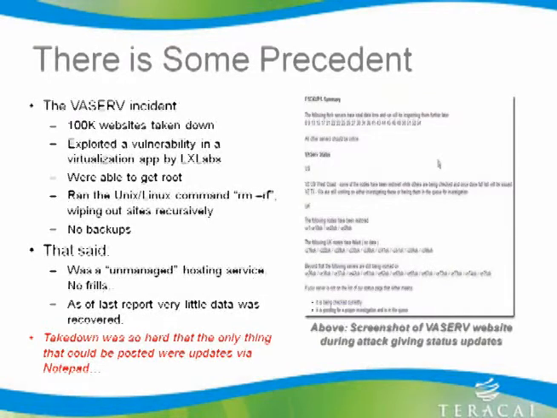On the right-hand side of the page, you'll see a screenshot of what the actual VAServer website looked like after the attack. The best they could do is put up updates via Notepad. So that said, it was an unmanaged hosting service, so there weren't any frills like backups or anything like that. But very little data was recovered as of the last report. So yeah, there is potential there. So the moral of the story is, design well from the ground up, just like any other technology. Like I said earlier, you are introducing complexity, but you're also introducing an opportunity here to build a more resilient organization.